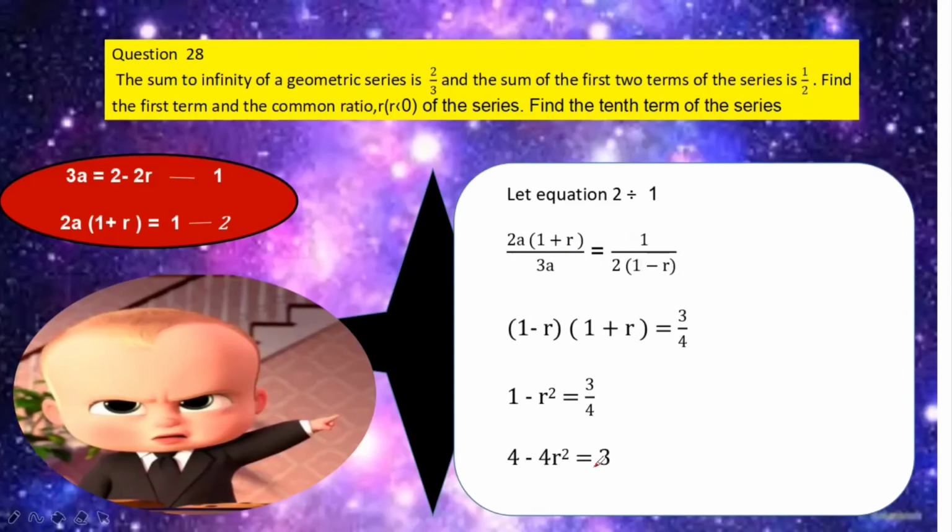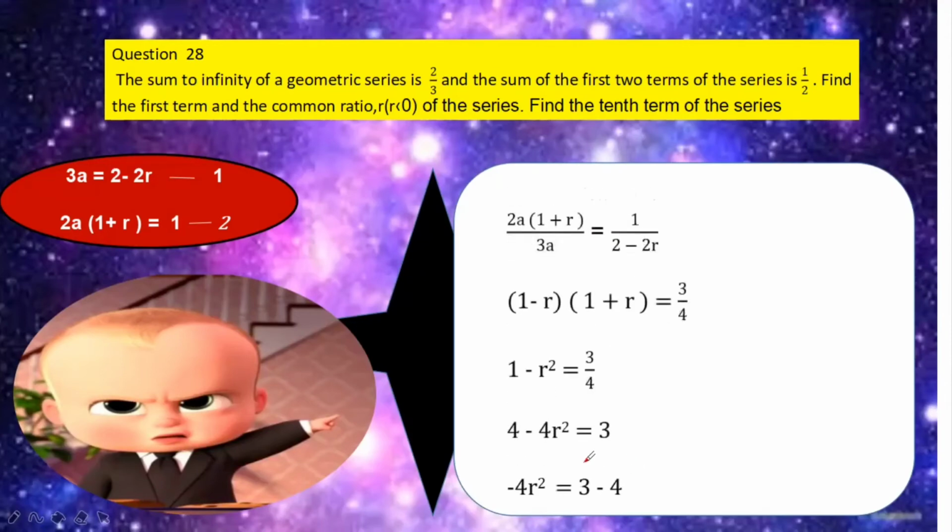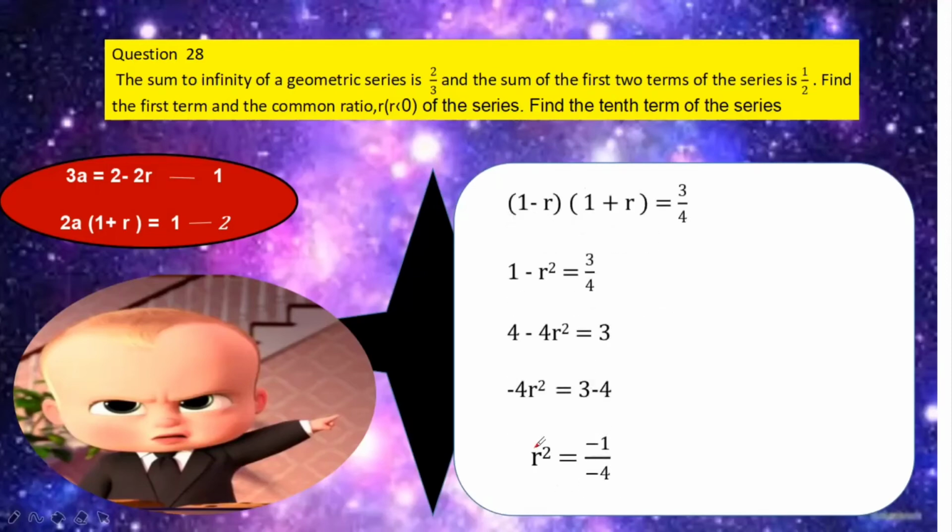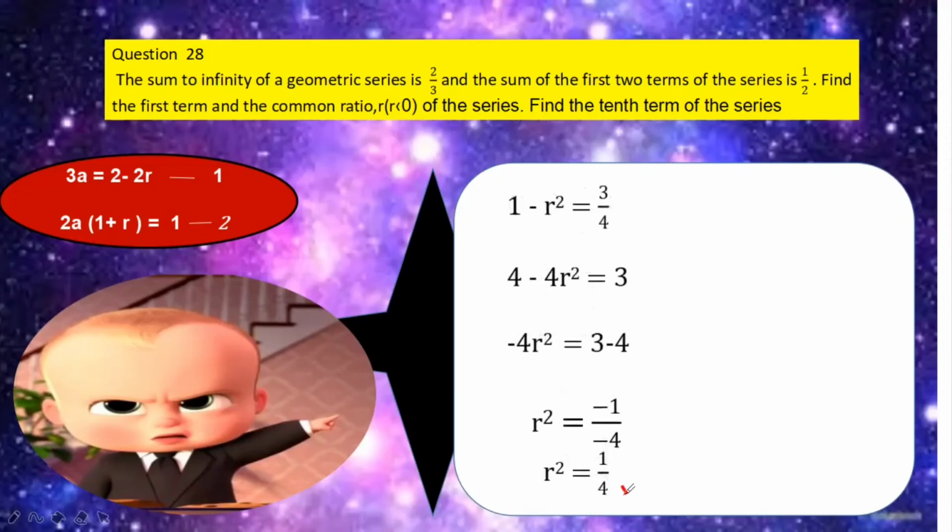Next step is to bring the 4 to the right side of the equation. When I bring the positive integer to the right side of the equation, the positive changes to a negative integer. So I will get negative 4r square equals 3 minus 4. And then I will get r square equals negative 1 divided by negative 4, since 3 minus 4 is negative 1 and the negative 4 is brought to the right side of the equation, because the unknown must be on the left side of the equation. So a negative integer divided by a negative integer, which is negative 1 divided by negative 4, you will get r square equals positive 1 over 4.